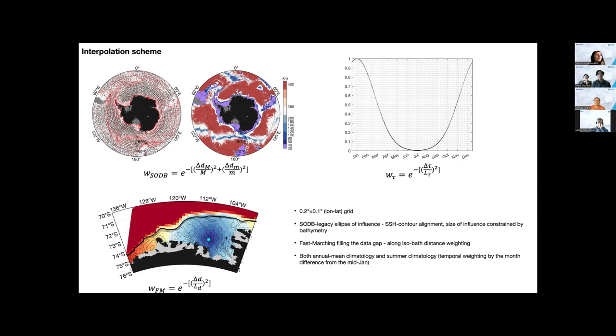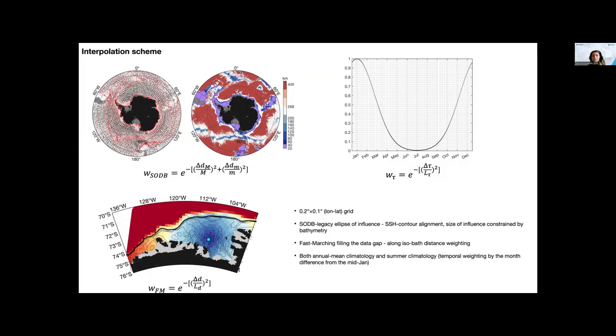So to do that, we adopted a method called fast marching, which fetches the data along the isobaths. This algorithm helps us to determine which data in the surroundings are along the same topography contour, which we think would be more likely to influence the grid point that we're interested in, so that we can fetch enough data in regions where there are no measurements in order to fill the gaps.